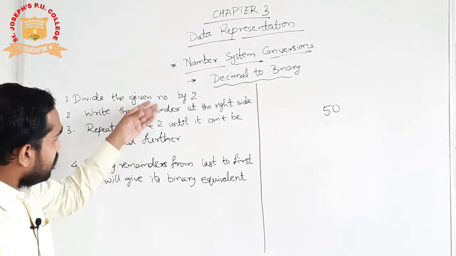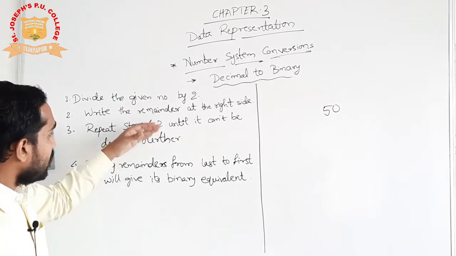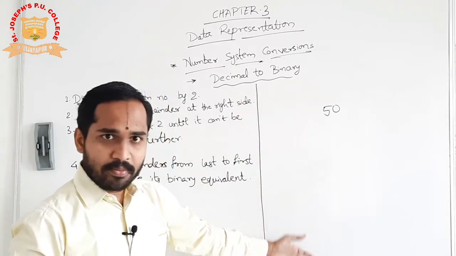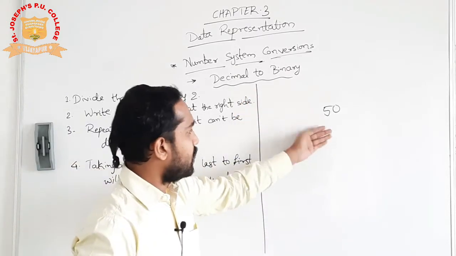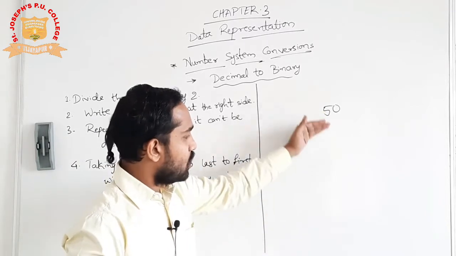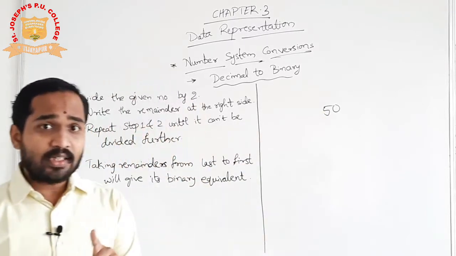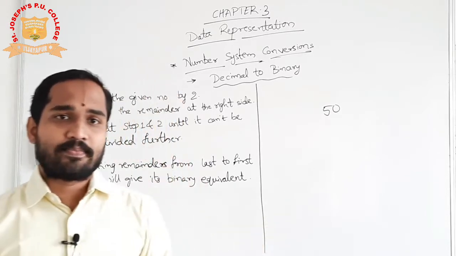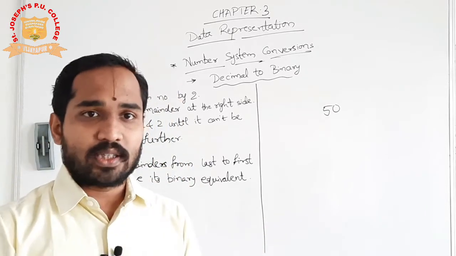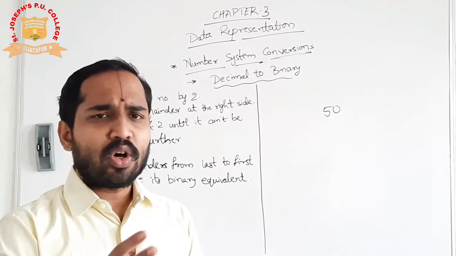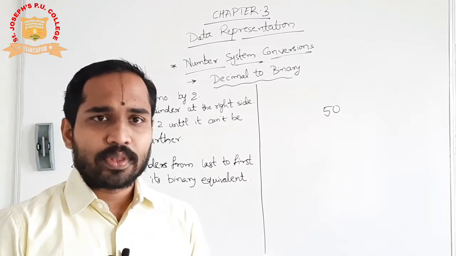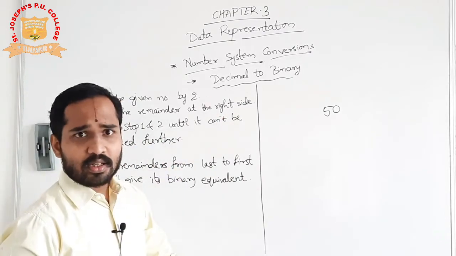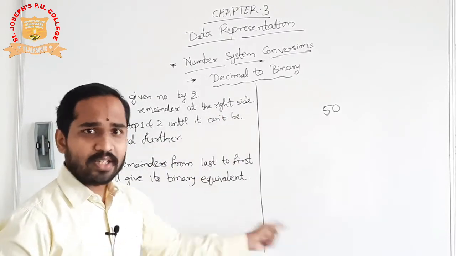Then repeat these step 1 and 2 until it can't be divided further. You go on dividing this number by 2. You will get a number again by 2, again by 2. So you go on dividing it until you get either 1 or 0 at the last. Means you cannot divide it further. 1 or 0 cannot be divided by 2. So until you get that as the quotient, you have to go on dividing.